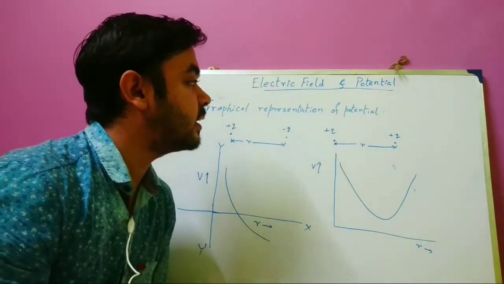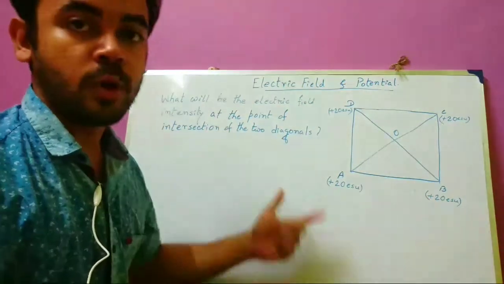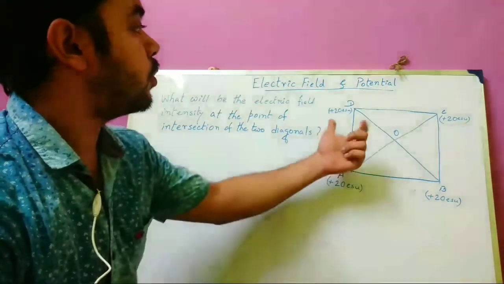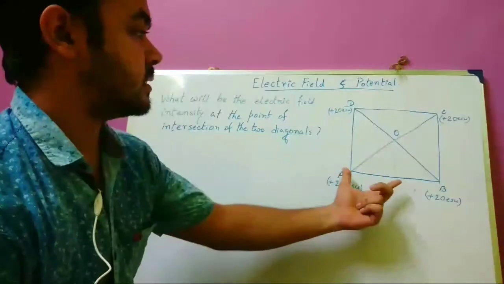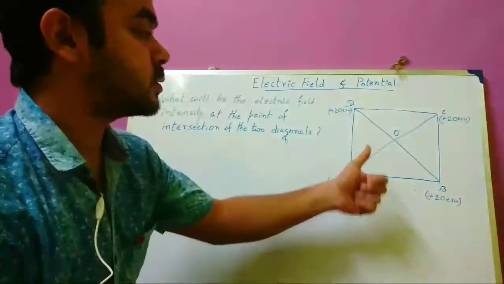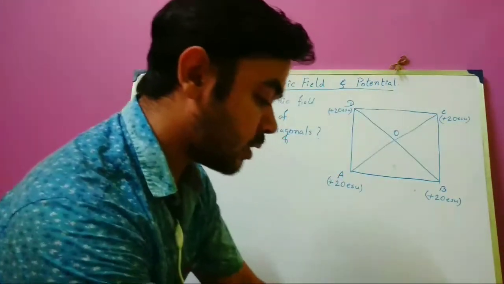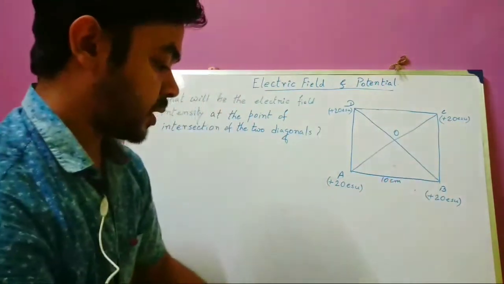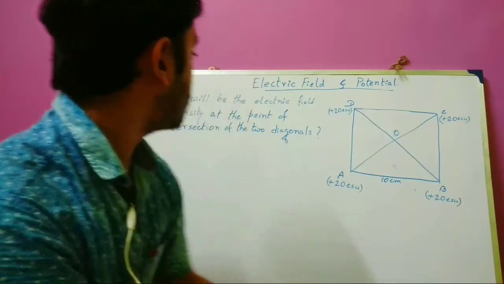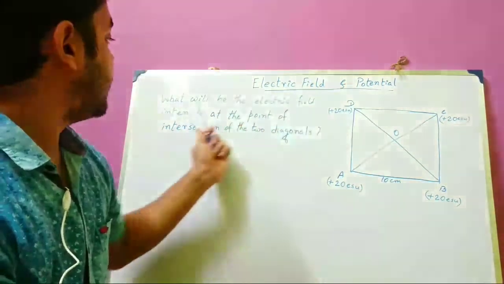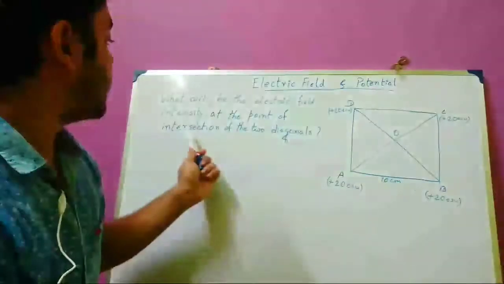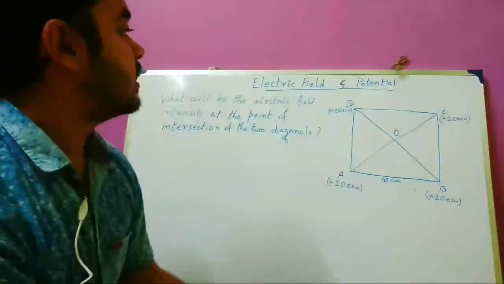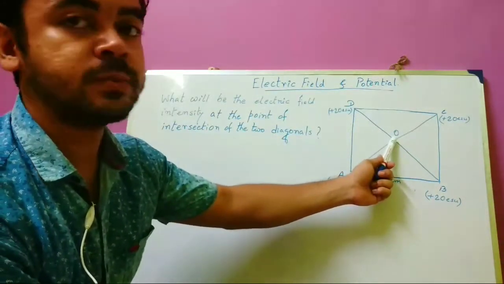Write this question on your copy. 4 plus 20 ESU charges are placed on the 4 corners of a square. The side of the square is 10 centimeter. Okay. Then the question is, what will be the electric field intensity at the point of intersection of the 2 diagonals? That is, what will be the electric field intensity at this point O?